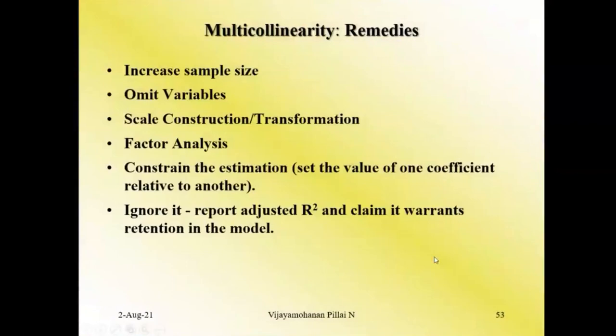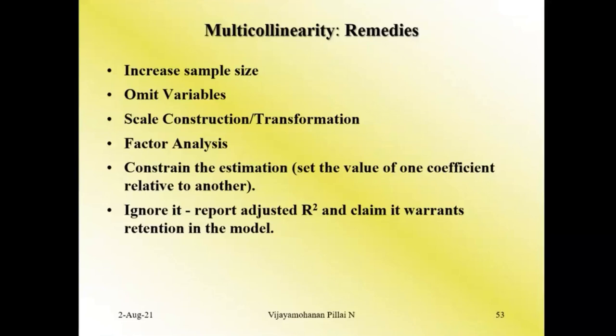Then the other option is to omit the collinear variables. Now, suppose we have three variables x1, x2, x3 that are multicollinear. If they are highly collinear, then we can omit two variables and go with the regression of having one variable only. But there is a problem with this. If we omit the variables, then there will be omitted variable bias, and that will lead to a specification problem. And moreover, if we want to have differential impact size of different variables, then we cannot omit variables.